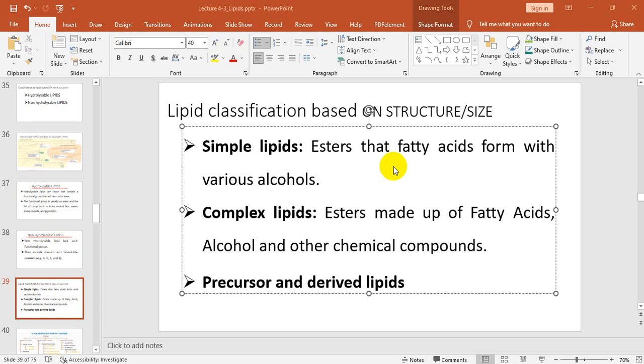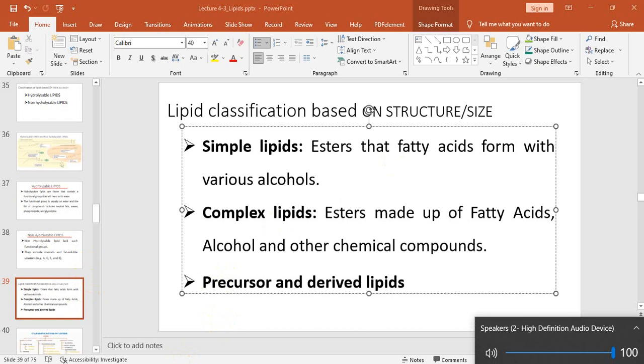Hello class, I want to start with part 2 of our lectures, simple lipids. So what are simple lipids?